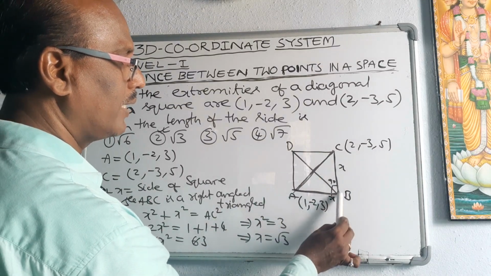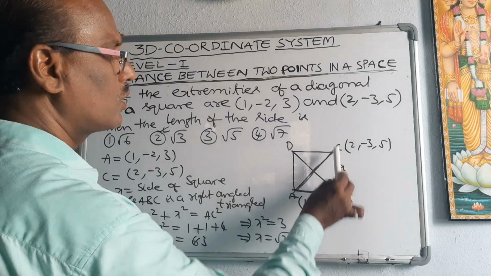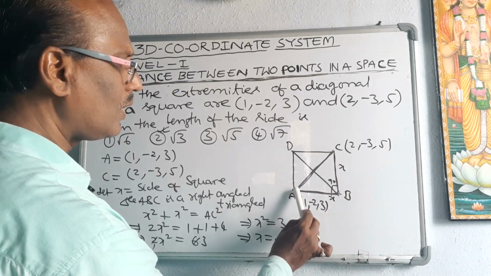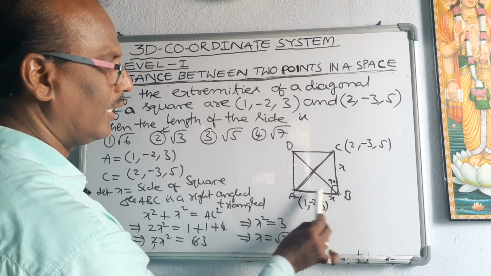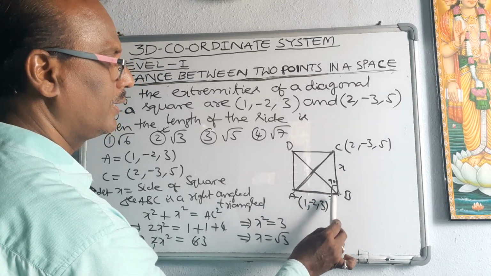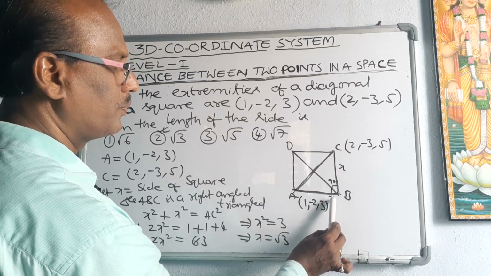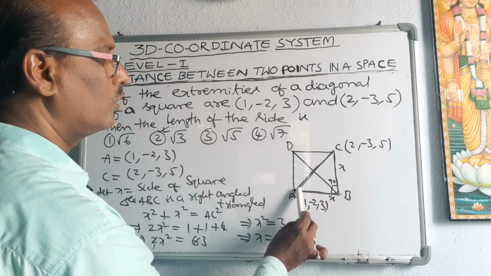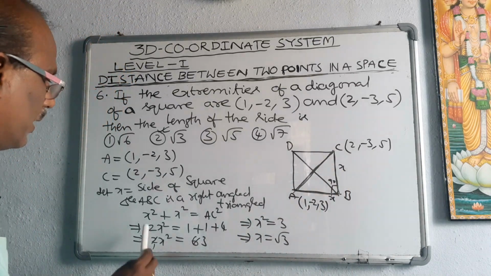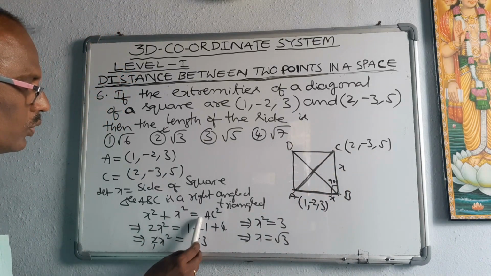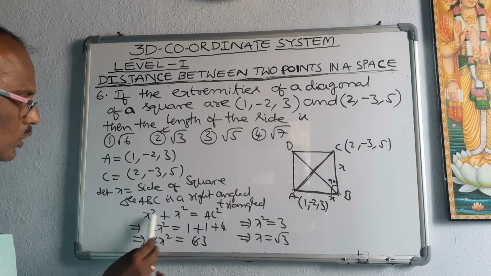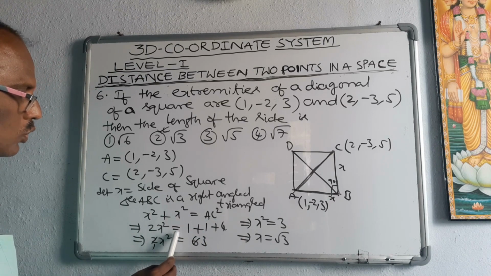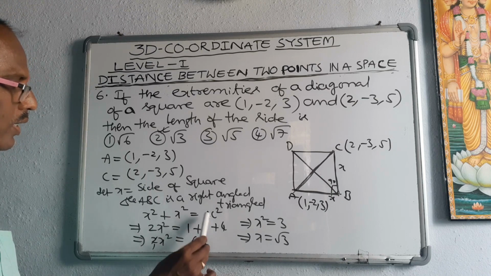Here AB length is x units. Similarly, BC also x units. Triangle ABC is a right angle triangle. Here angle B 90 degree. Apply the Pythagoras theorem. Side square plus side square is equal to hypotenuse square. Here x square plus x square equal to AC square. X square plus x square, 2x square equal to AC square.